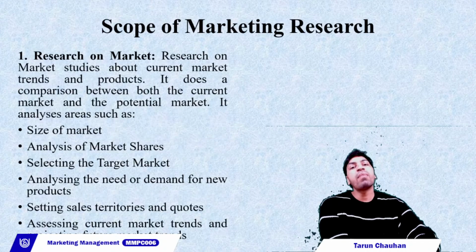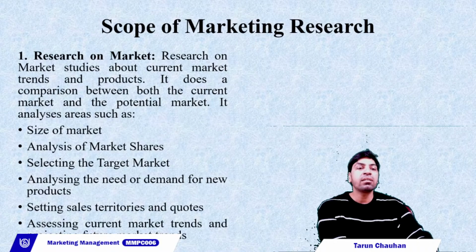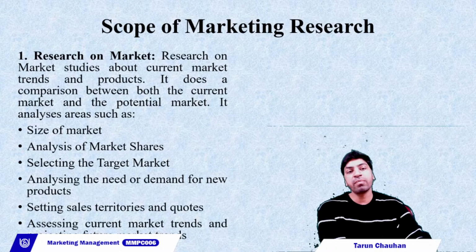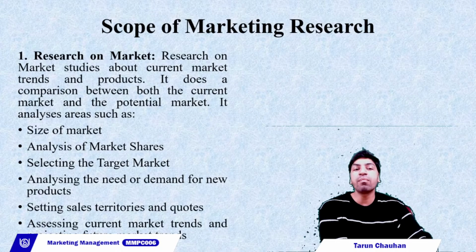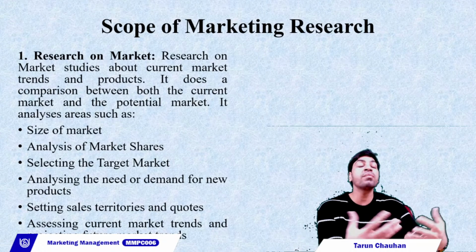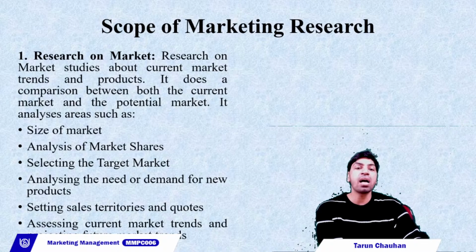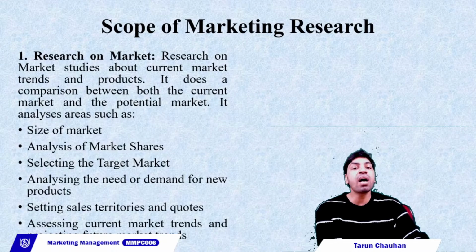Now the scope of marketing research. The first one is research on the market. When you are doing marketing research, how would you research the market? It could be the current market strength, or the current products available in the market. So you can make a comparison between the current and the potential market as well.